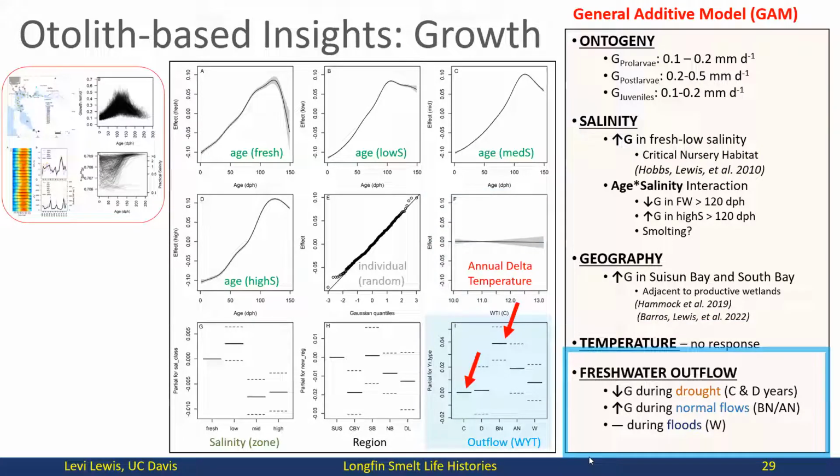And last, freshwater outflow. When we looked at growth rates between drought years and normal years, we saw higher growth rates in normal years, lower growth rates in drought years, and actually lower to intermediate growth rates in the most extreme flood years. And in many ways, this actually matches some of the predictions based on population flow models. So this could indicate that growth at least has some role in the flow abundance relationship.